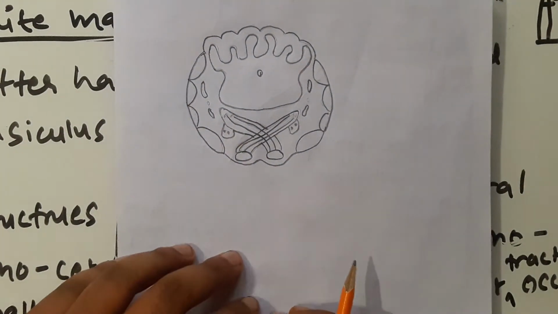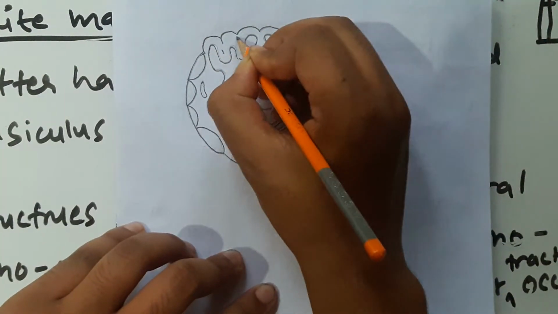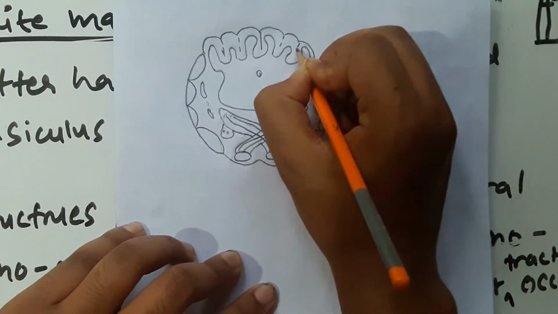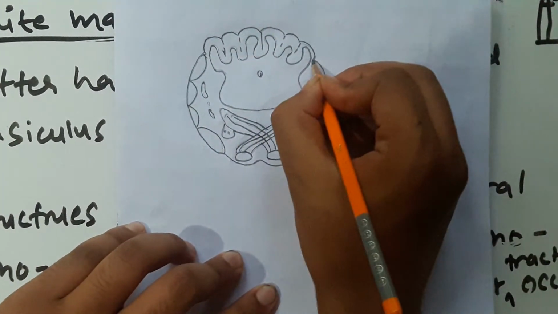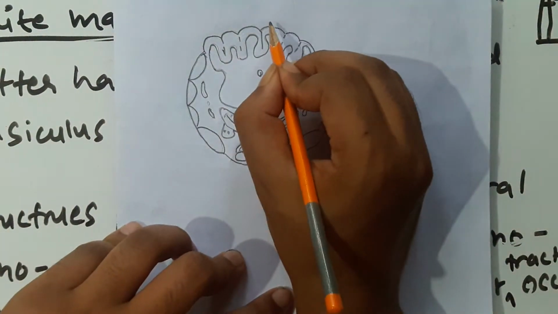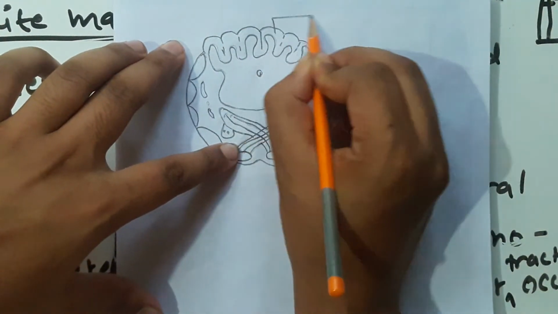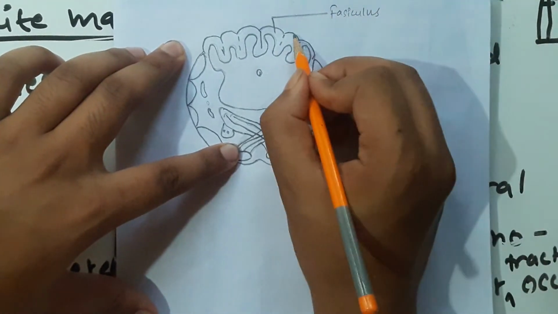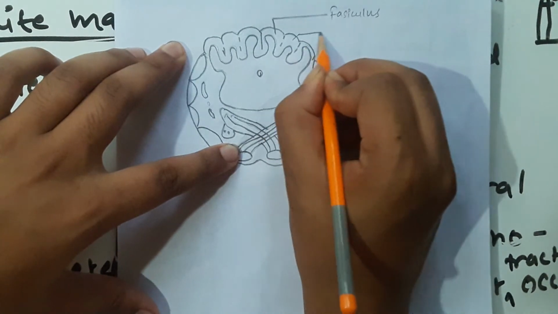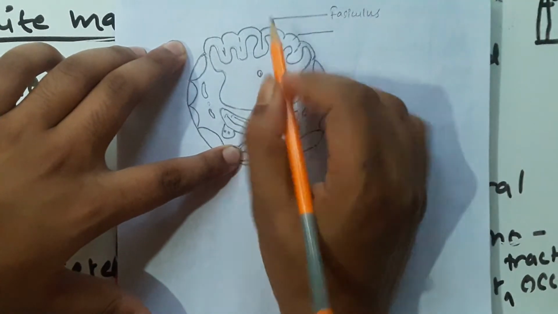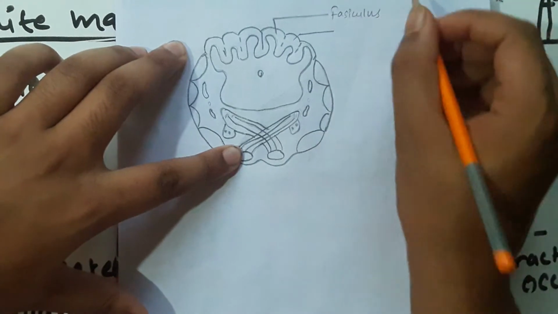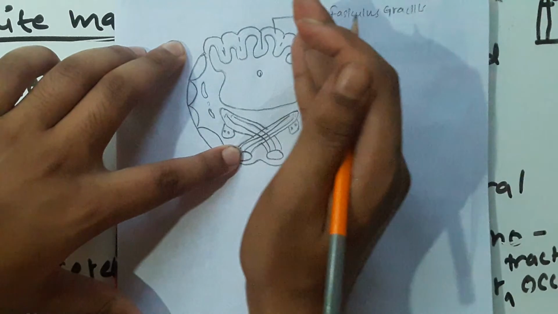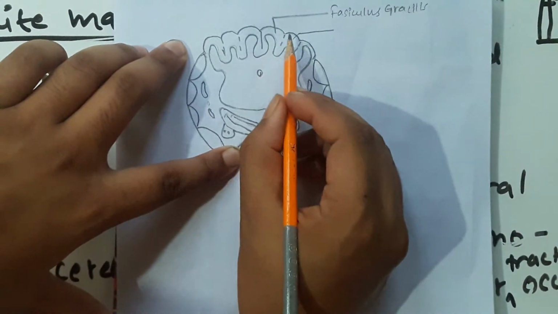So now let's label it. Okay, so these are the white matter. So this is fasciculus, this is also fasciculus. So towards the medial side, okay, this is the medial side, this is the lateral side. Towards the medial side is fasciculus gracilis, and lateral to the fasciculus gracilis is the fasciculus cuneatus.